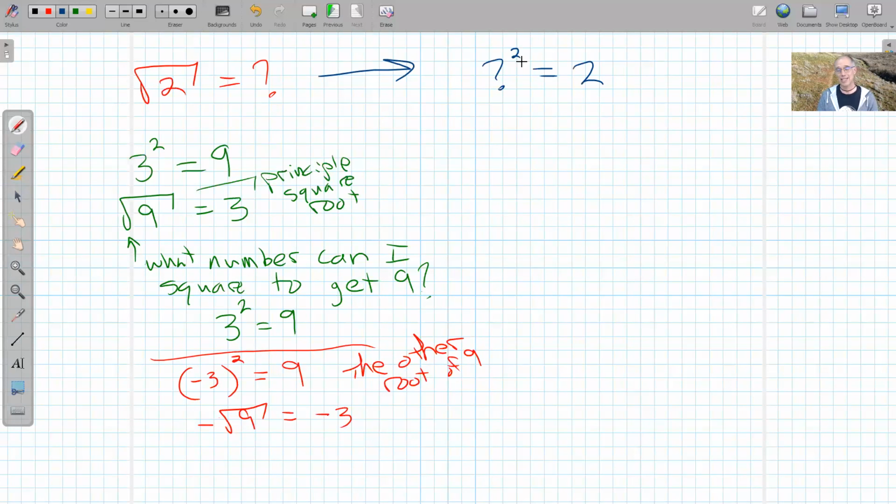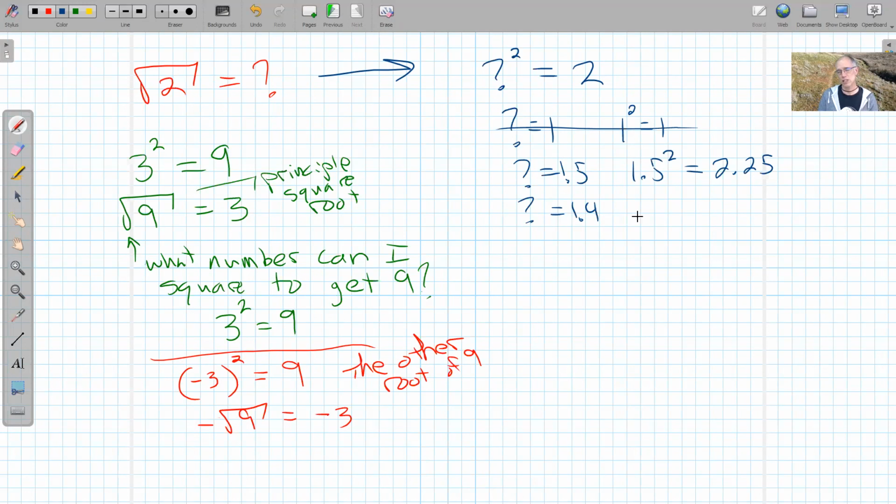We can try and guess at that number. Like I might guess 1, because 1 times 2 is 2. But the problem with that is, is it 1? 1 squared is 1. So no, it's not 1. Okay, so then I could try, hey, is it 1.5? We could try it. 1.5 squared, whip out the calculator, pretty sure that's 2.25, a little too big.